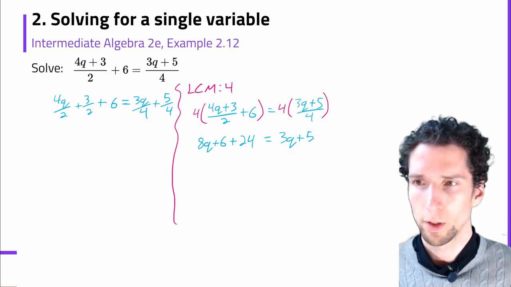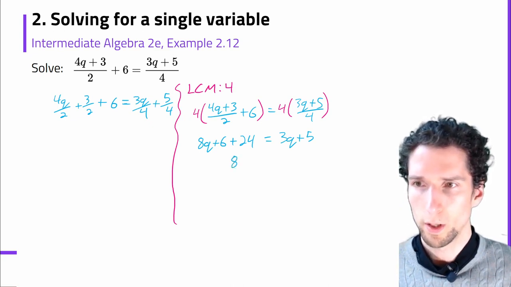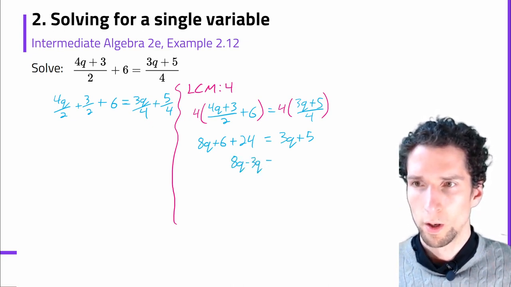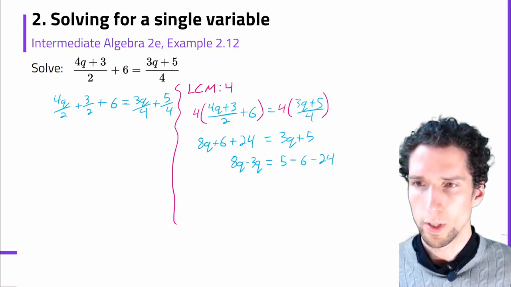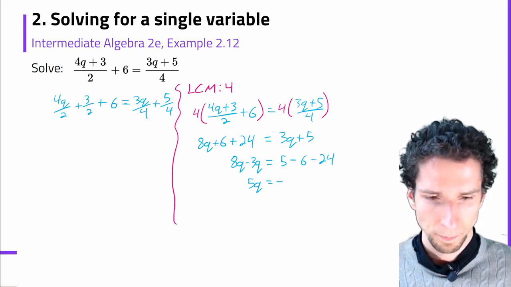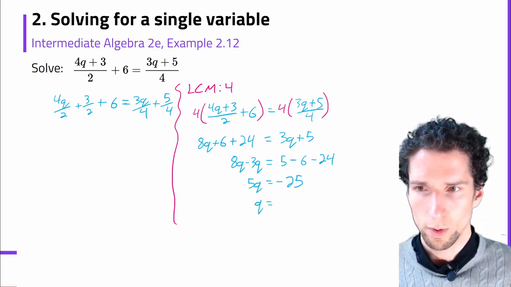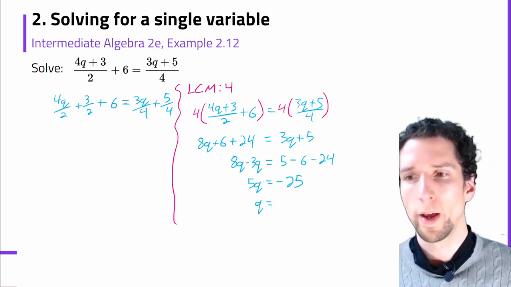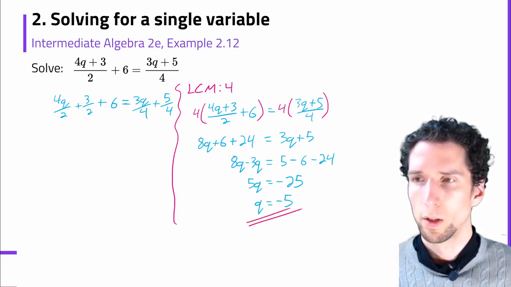All right, we'll gather our terms: 8q minus 3q. Let's do that as an extra step as well. And then we will have 5 minus 6 minus 24. And we just simplify. We will get 5q here. 5 minus 6 minus 24 looks like negative 25, and therefore, dividing both sides by 5, we get q equals negative 5.